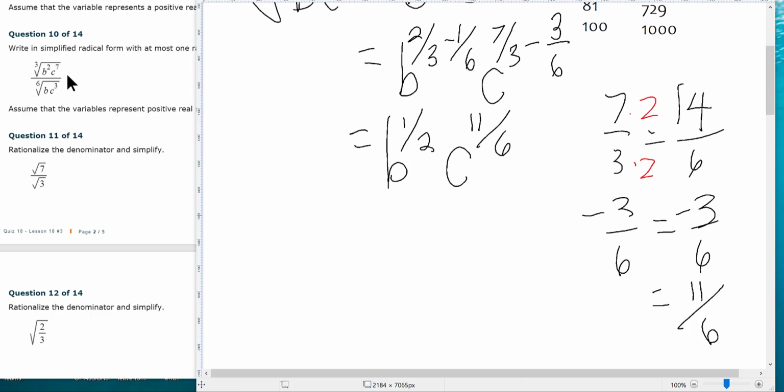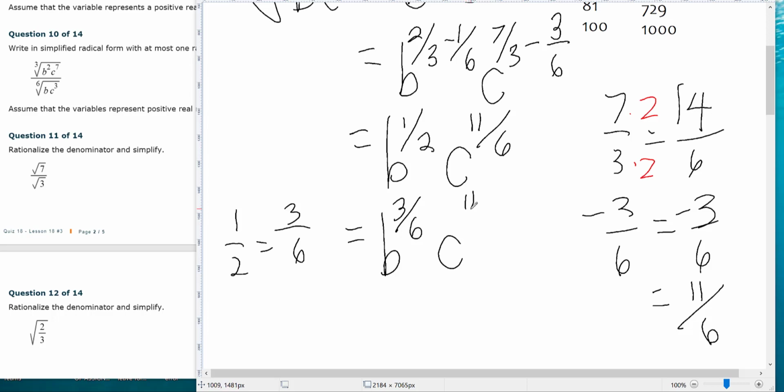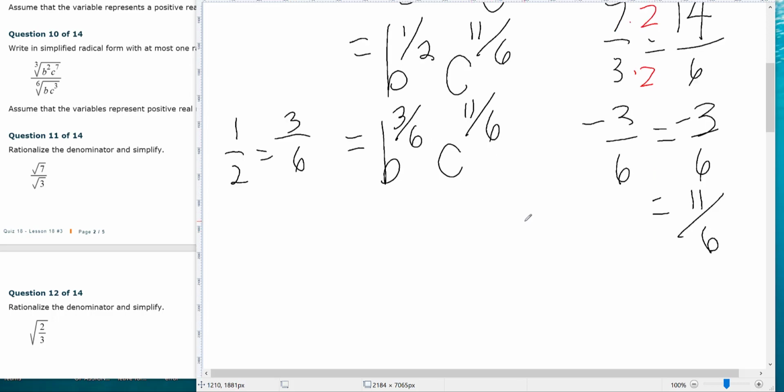But if you look, they want this to be in a radical, so I need a common denominator for these two. So 1/2 is 3 over 6. So I'm going to write this b to the 3 over 6 and c to the 11 over 6 so that they are the same radical. They're both the 6th root of b to the 3rd and c to the 11th.